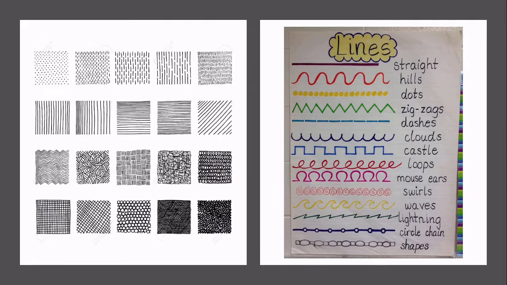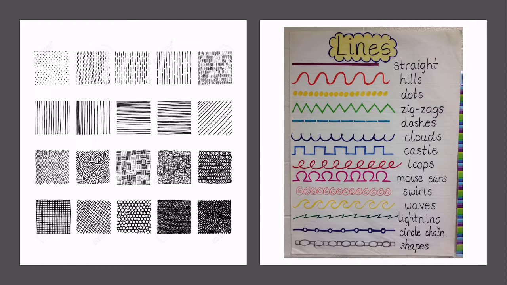For example, we have straight, hills, dots, zigzags, dashes, clouds, castle, loops, mouse ears, swirls, waves, lightning, circle chain, and shapes. Lines can be horizontal, vertical, diagonal, straight, curved, or free form. They can also be thick, thin, maybe they're light or dark, and sometimes they can be all of these things.